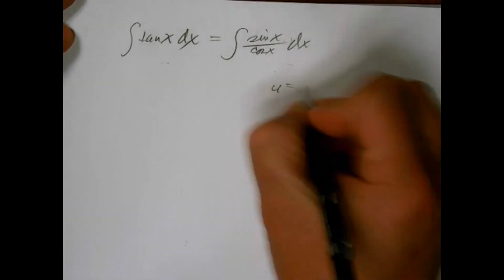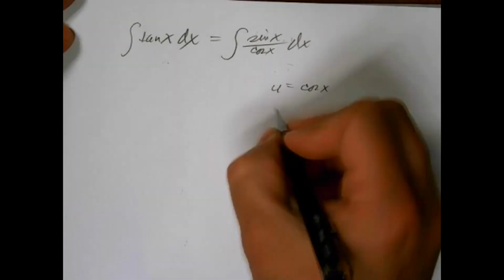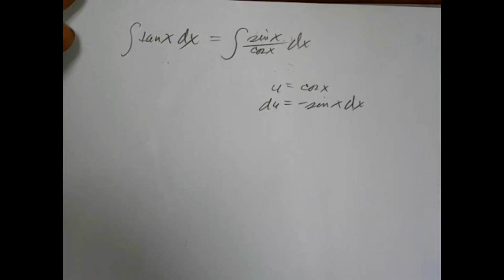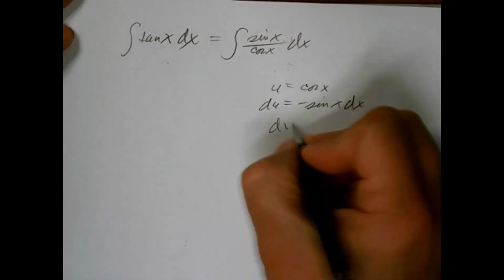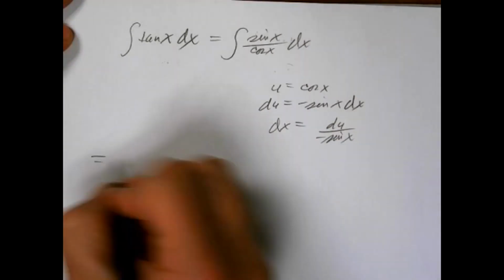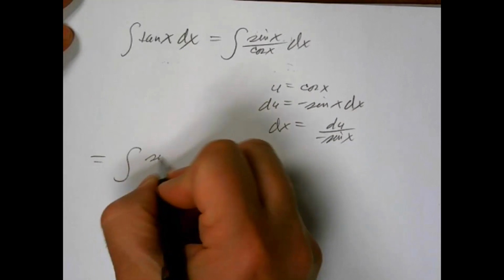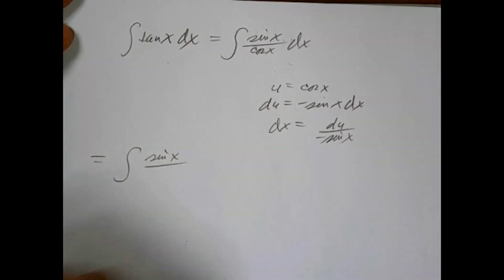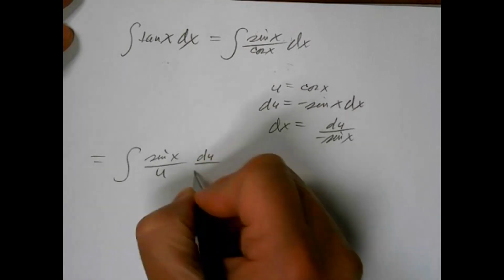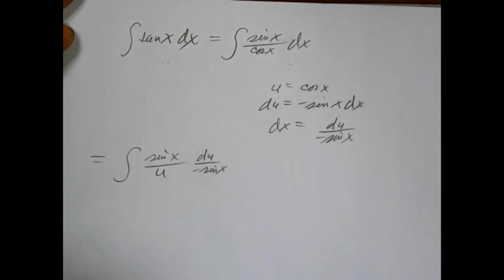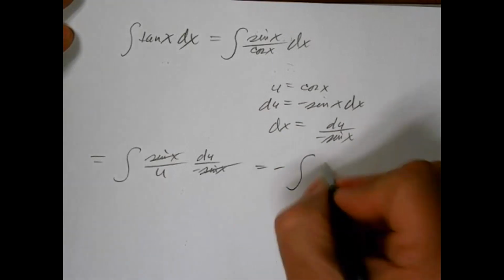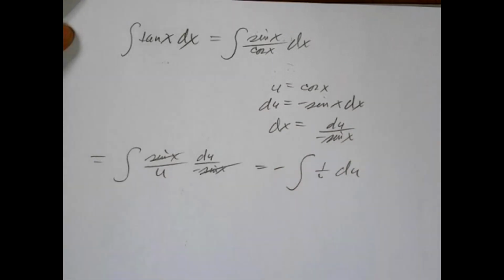I'm going to let u equal cosine of x. That way du will be a negative sine of x dx. Solving for dx will be a du over negative sine of x. Therefore, this integral becomes the integral of sine of x over the cosine, which is u, times dx, which is a du over a negative sine x. What's going to happen is the signs will cancel. The negative comes out front. I'm integrating a 1 over u du.